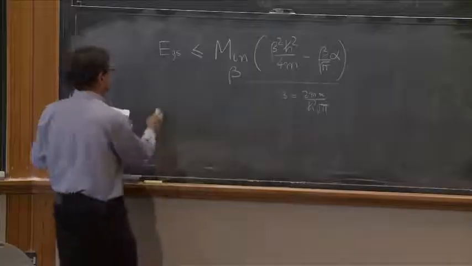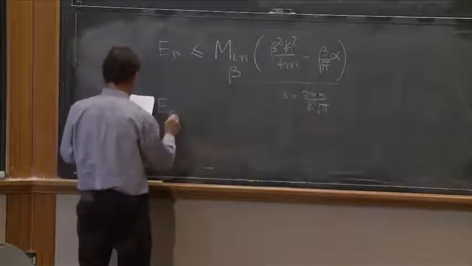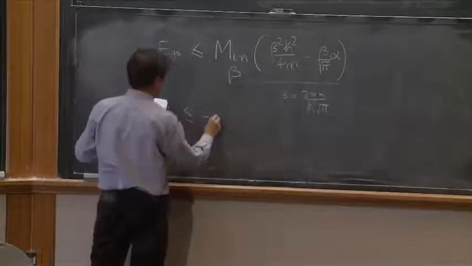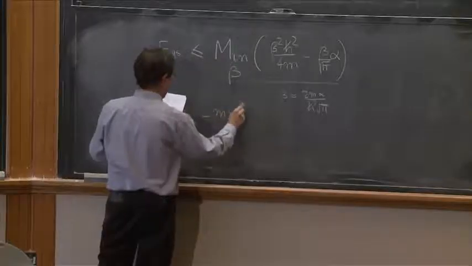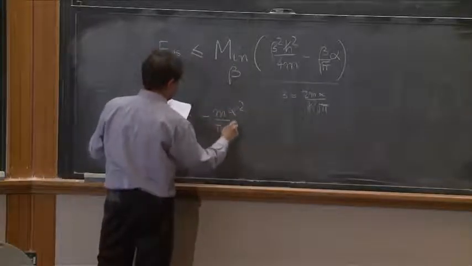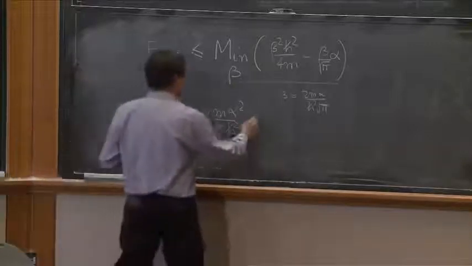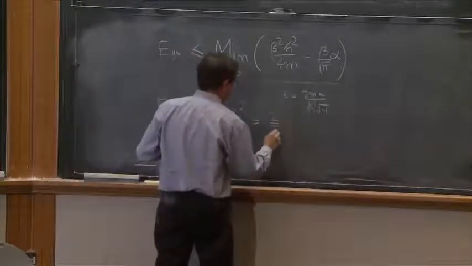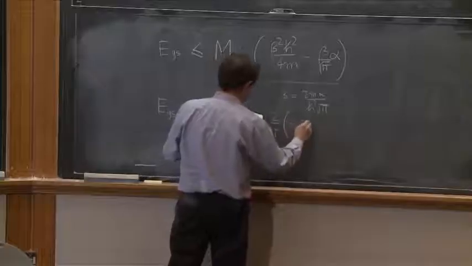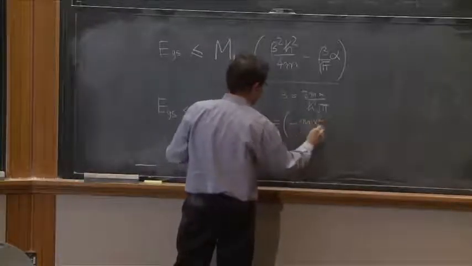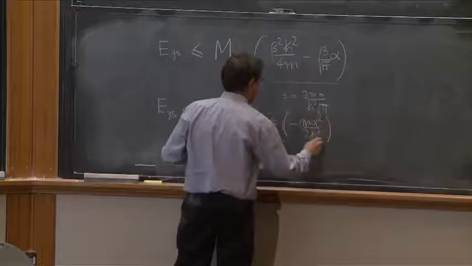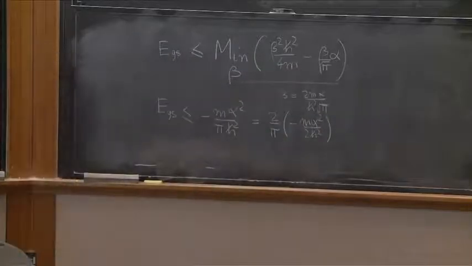And you substitute, and you get that the ground state energy is less than or equal to minus m alpha squared over pi h-bar squared. And to recognize it better, write it as 2 over pi times minus m alpha squared over 2 h-bar squared, which is the true ground state energy.